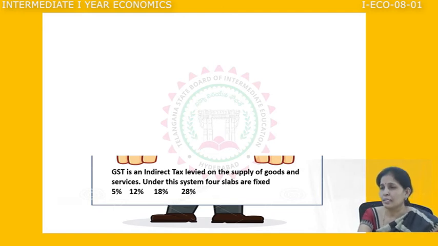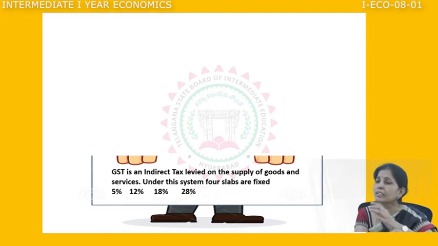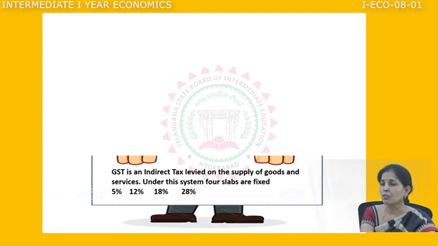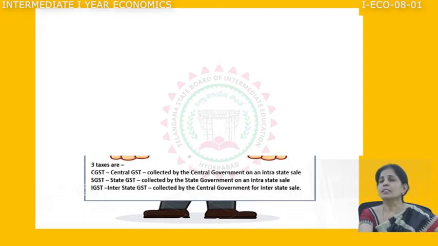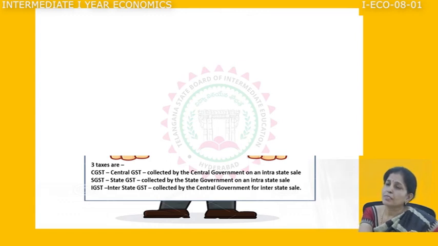This is an indirect tax which is levied on supply of goods and services, but here it is fixed on 4 different slabs: 5%, 12%, 18%, and 28%. What are the 3 different types of GST? We have CGST, Central Goods and Service Tax, SGST, State Goods and Service Tax, and IGST, Interstate Goods and Service Tax.